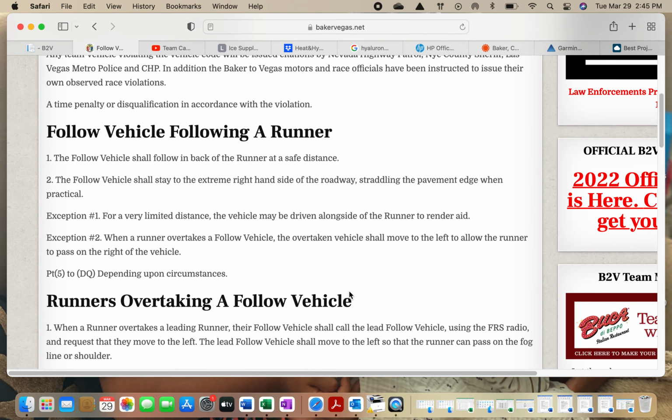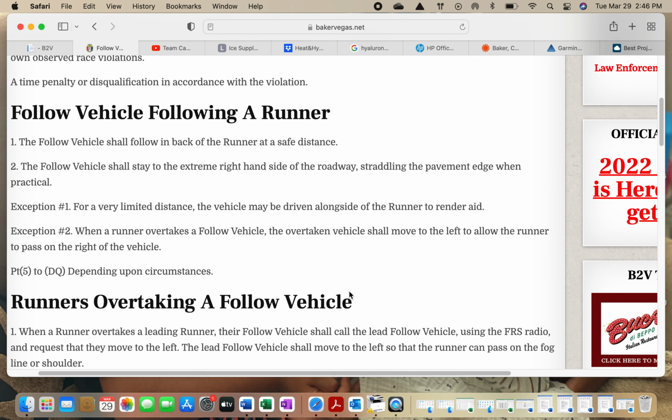Follow vehicle following a runner. Okay, follow vehicle shall follow in the back of the runner at a safe distance. This is especially important at nighttime. Please, drivers, we have had a couple of incidences. Make sure that you're wide awake. Make sure your co-pilot's there with you wide awake and you guys follow at a safe distance behind your runner. Follow vehicle shall stay to the extreme right-hand side of the roadway, straddling the pavement edge when practical. There are a couple of exceptions as it states here.